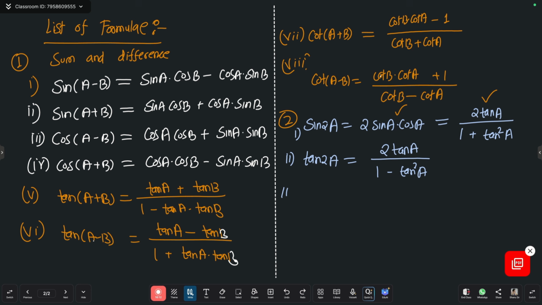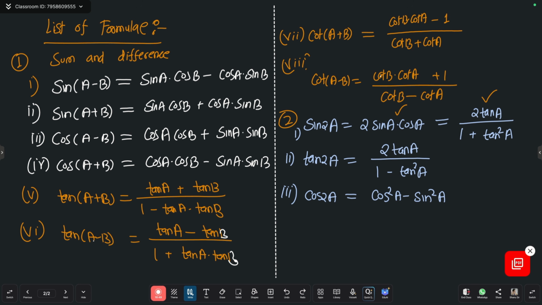Third, cos 2A. Now in cos 2A there are not even 1, not even 2, but 4 formulas. I will write all 4. First is cos square A minus sin square A. Do you know, if suppose cos square A plus sin square A, then what is the value? 1. But if it is minus between, then it is cos 2A. Just keep listening to me.